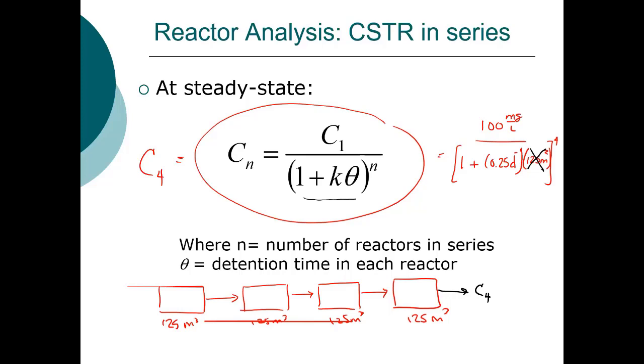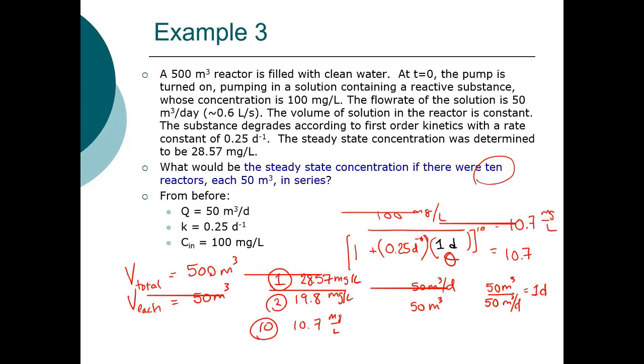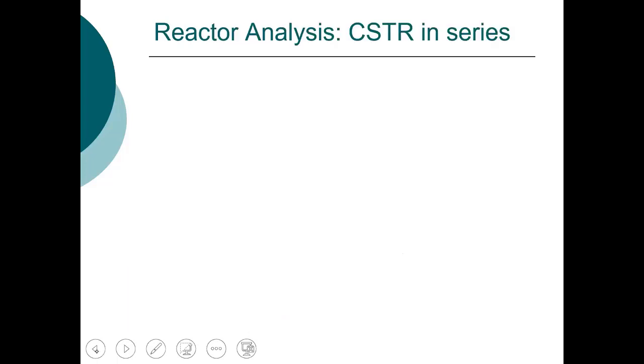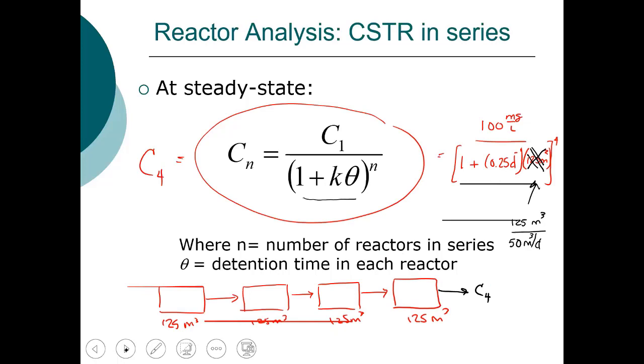This is detention time. So let's calculate the detention time. We have 50 cubic meters per day, 125 meters cubed, and that's my detention time that goes in here. So that was wrong here. I apologize. Any questions about this equation here? Because I know you've got a homework problem, and I apologize for making that mistake. But hopefully we've clarified it now. So this was wrong. This is detention time here.